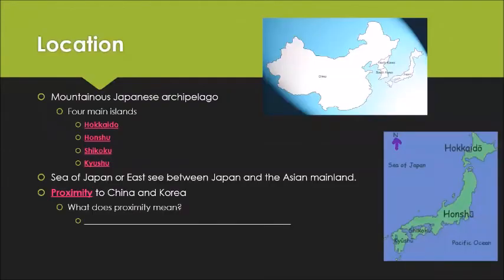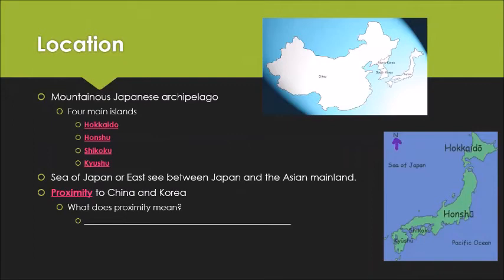So, Japan is actually quite mountainous. There are 4 main islands. They all formed because of rising mountains out of the sea. So we're going to have Hokkaido, Honshu, Shikoku, and Kyushu.